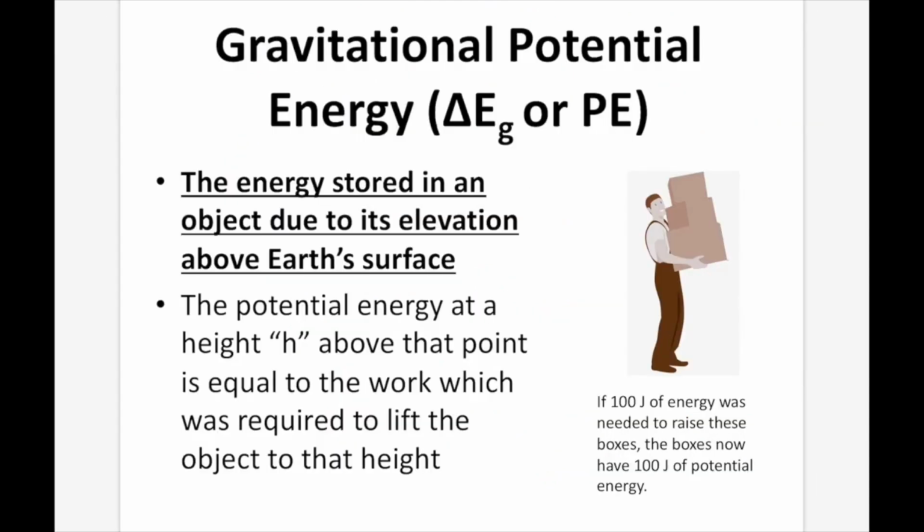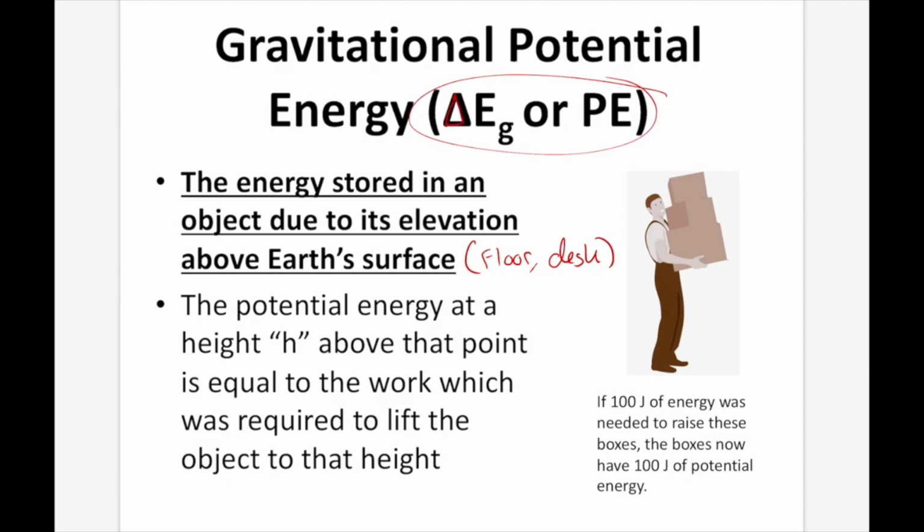Gravitational potential energy. So this is going to be EG, or PE, sometimes it's written as. Now this gravitational potential energy is the energy stored in an object due to its elevation above Earth's surface. And this could be any surface. It could be the surface of the floor. It could be above a desk. Whatever you're raising it above, that's what your gravitational potential energy is. And it's always the change in, because it's always relative to a certain area.